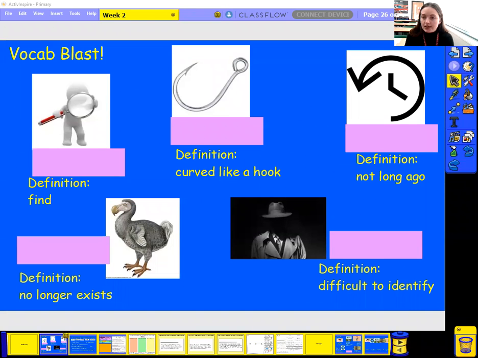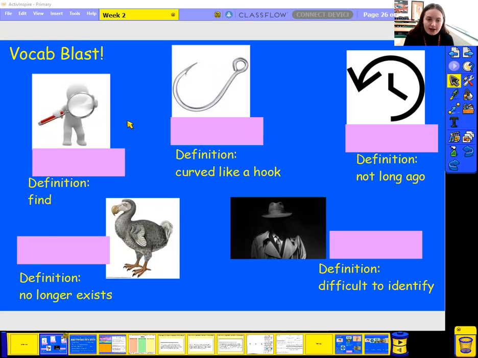Okay, as you can see, it is the same words that we have looked at already yesterday. So, we're going to start off by seeing if we can remember what those words are. I've left the pictures on and I've left the definitions on to help you. Let's start with this one. I've got a man here with a magnifying glass. He is looking for something. The definition of this word is find. What is that word? Can you remember?